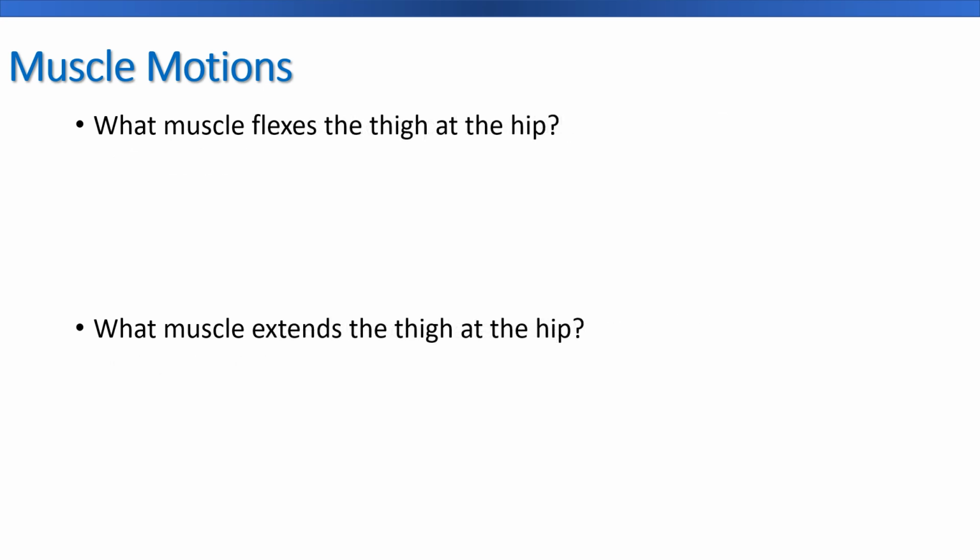So what muscle flexes the thigh at the hip, the one that brings the entire leg forward? Well, the iliopsoas does that. We could actually even say the quadriceps muscle because they do cross at that point. But you were specifically taught that the iliopsoas does that. All right, so then what muscle extends the thigh at the hip? Glute max. That's the big one. So the iliopsoas and the glute max work opposite of each other.